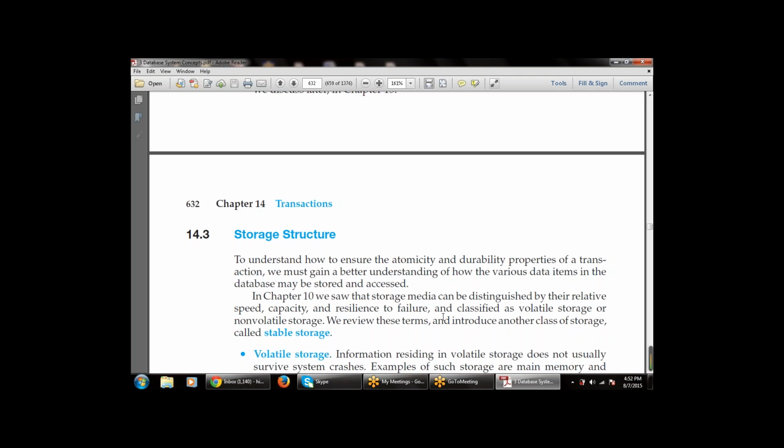So the storage media can be classified into two forms, volatile storage and non-volatile storage. We review these terms and introduce another class of storage that is known as stable storage. So there are three types of storage: one is volatile, one is non-volatile, and one is stable storage. Now, first is the volatile storage.